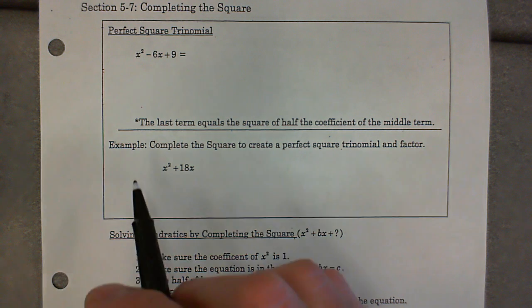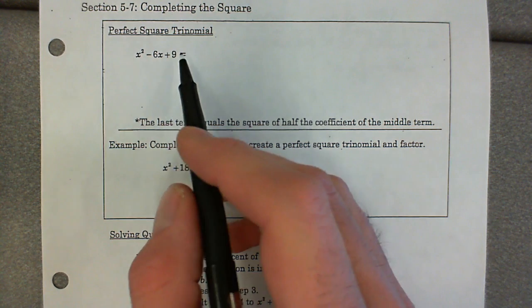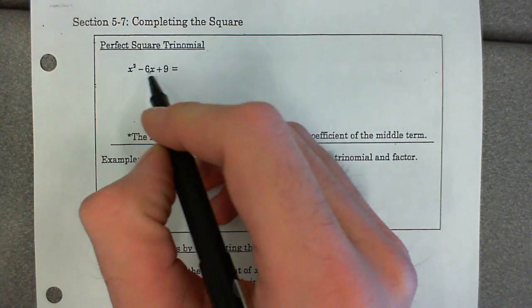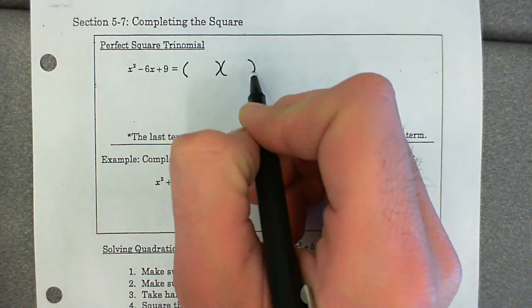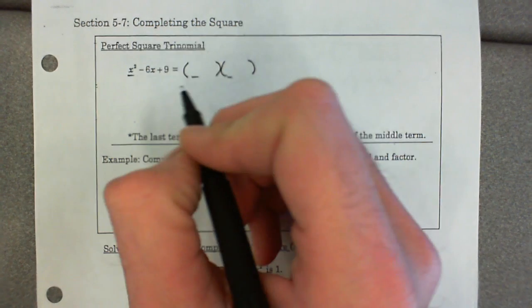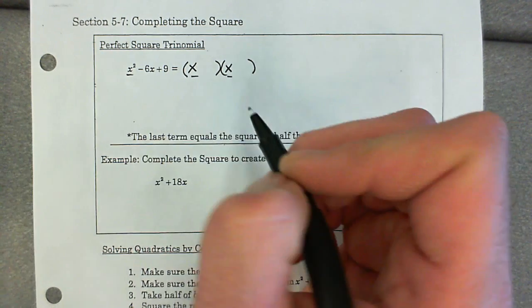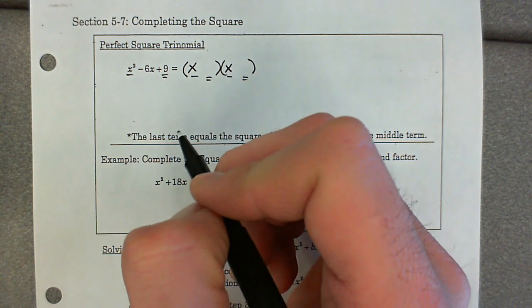Now, a perfect square trinomial is just a special case of something we've already done. So let's use just normal guess and check on this one first. Since there's three terms and there's no common factor, we're going to have two sets of parentheses. And we know the first term times the first term gets you the first term. So since that's x squared, this is going to be x and x.